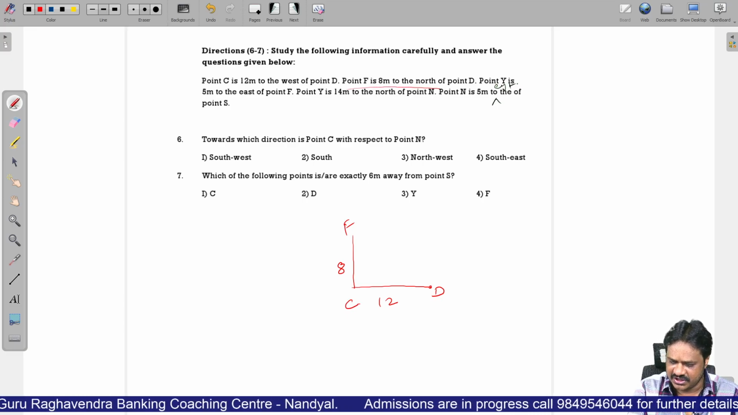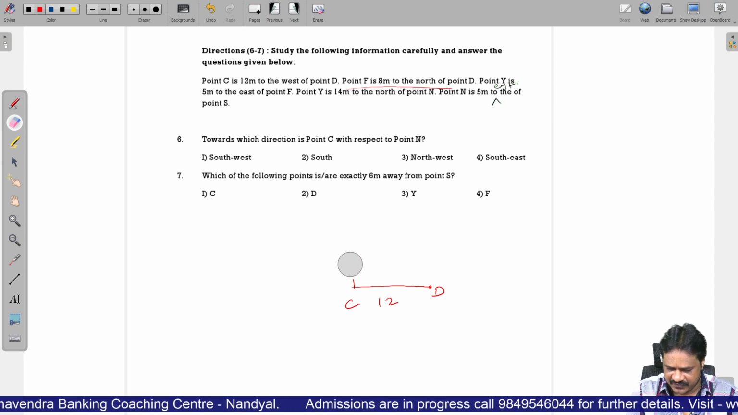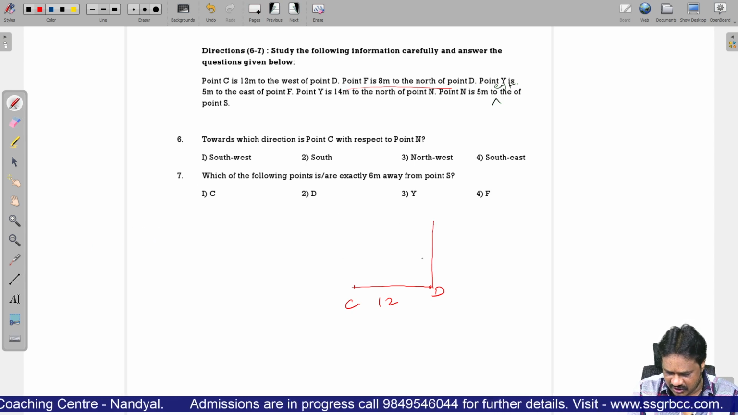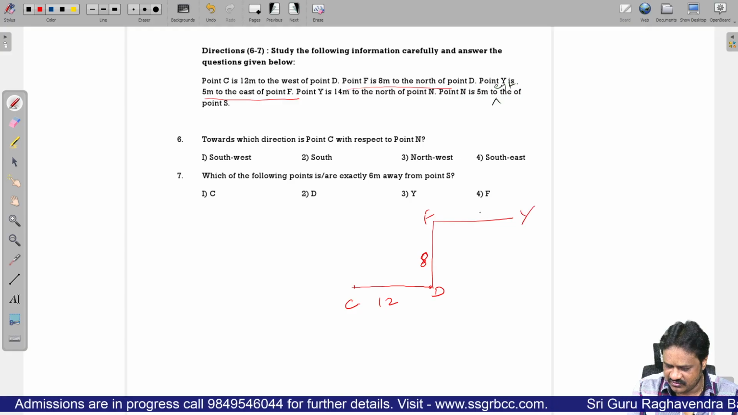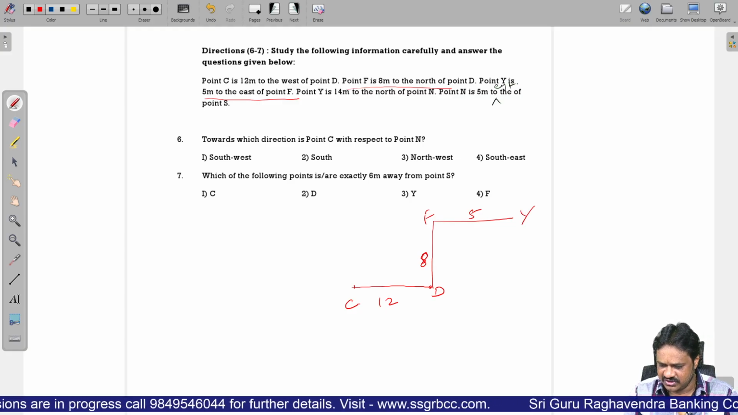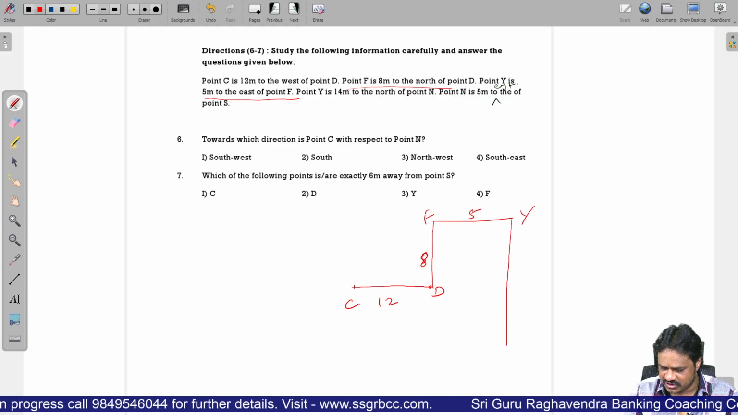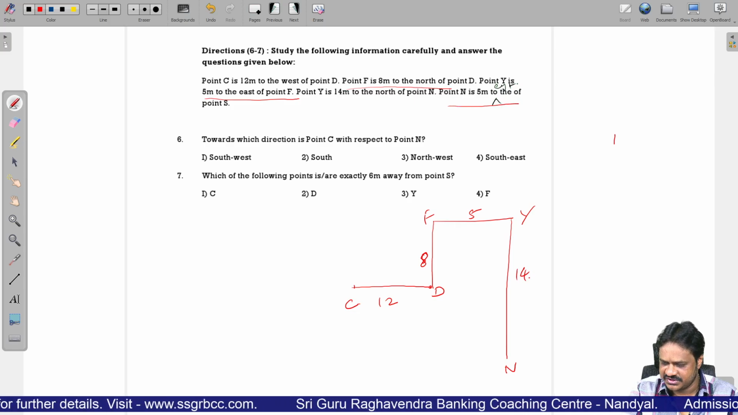F is 8 meters to the north of D. D north 8 meters. Here we will get F. Y is 5 meters to the east. Y is 14 meters to the north of N. N is to the east of S. See, N should be to the east of S means N right side, S left side. Now here also, how many meters? 5 meters.